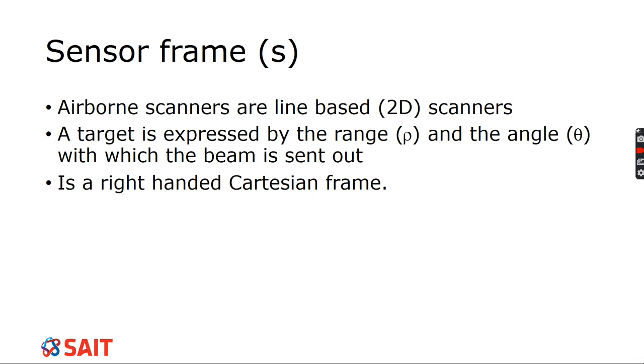So let's look at these frames. There are different types of frames, and we usually refer to them just by their initials. The sensor frame, or the S frame, is the actual sensor itself. It's the laser scanner. It is a 2D scanner, as I pointed out previously. The target itself is related to the scanner, and that is expressed by the range and the angle from the scanner. So we take the point, figure out the range, we know what the angle is based on when it was sent out, and we can figure out where it is relative to the scanner. It is a Cartesian right-handed system, so we start right-handed with the sensor frame.